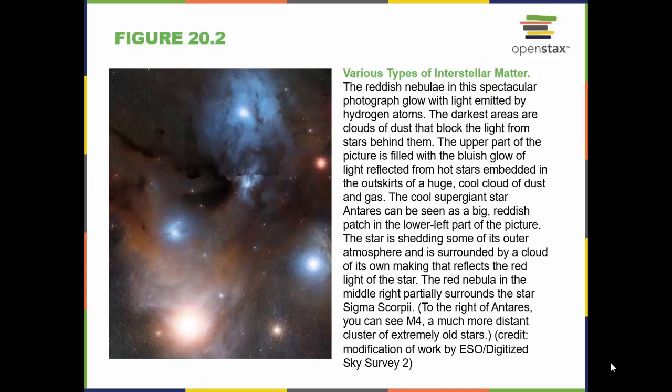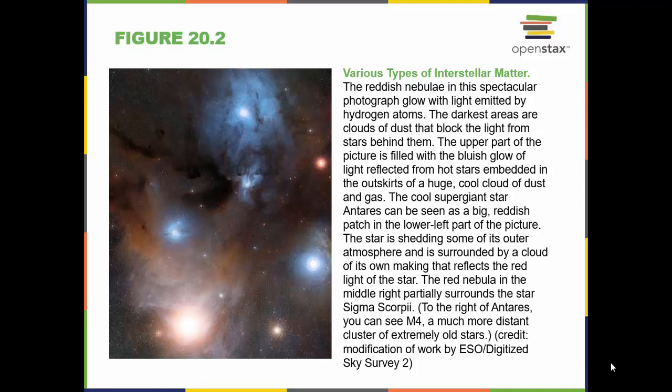There are various types of interstellar matter. Here we see this reddish nebula, and the photographs glow with light that's emitted by hydrogen atoms. The hydrogen atoms absorb energy, their electrons move to farther orbits, and then they decay back down to their lowest energy and emit light.